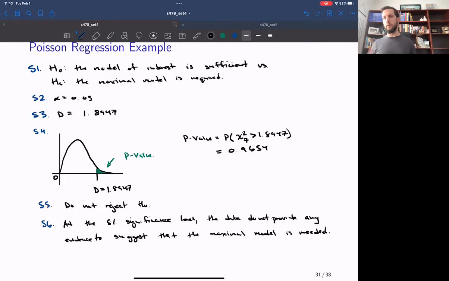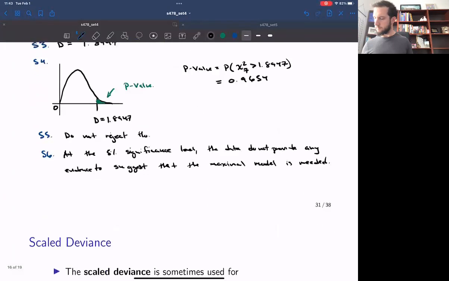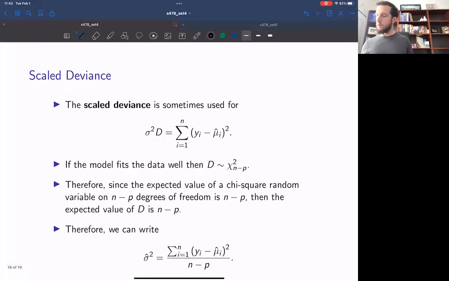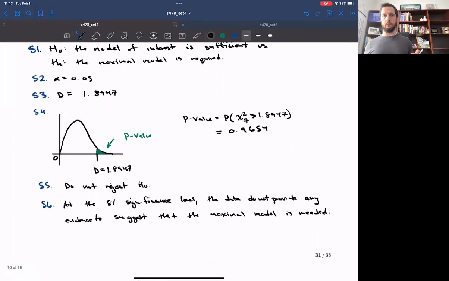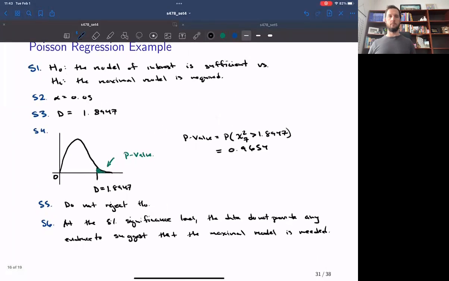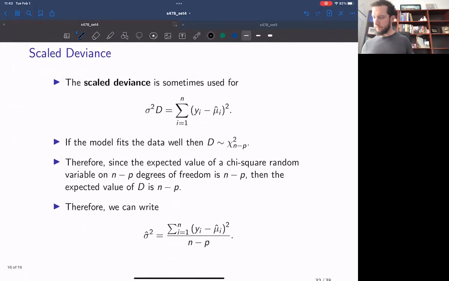But I'll show you an illustration of this momentarily. Sorry, any other questions? Okay, so just a couple of quick notes.